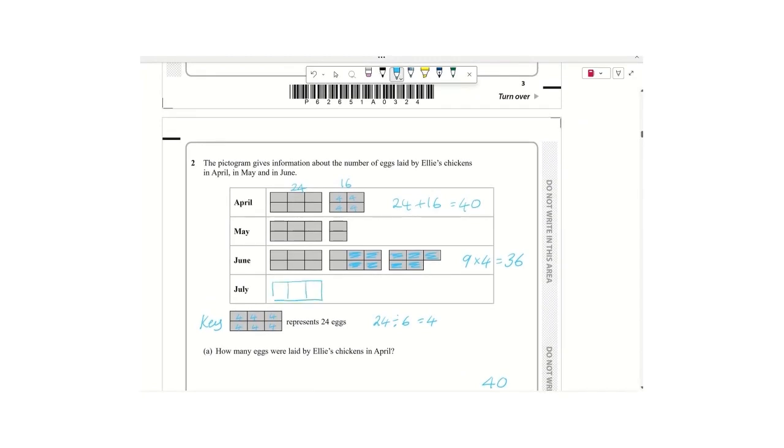So we said that's 6, that's 12, and then 1 little one left over.